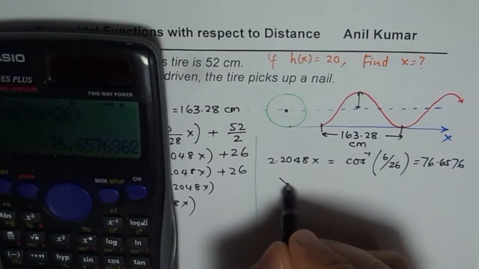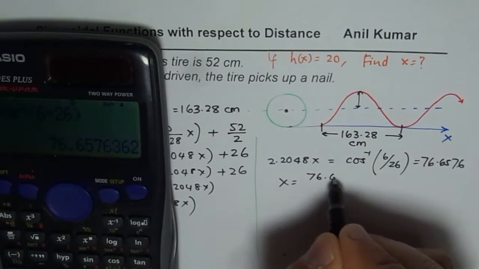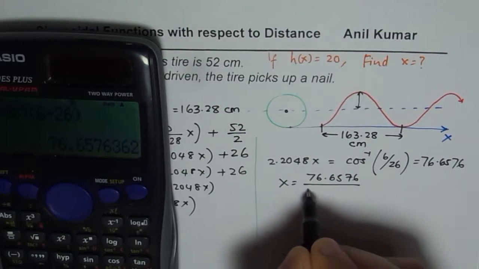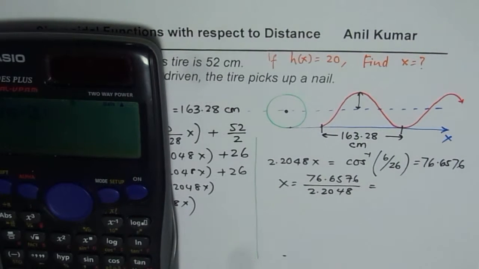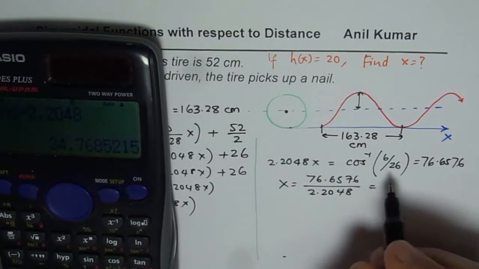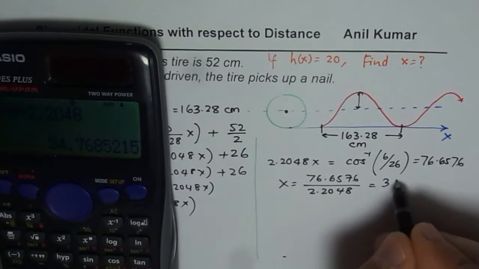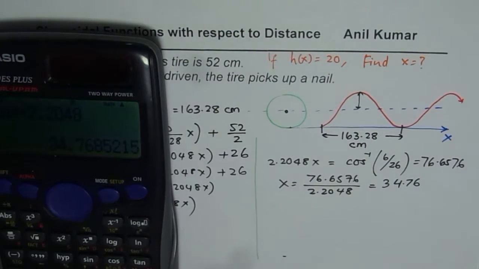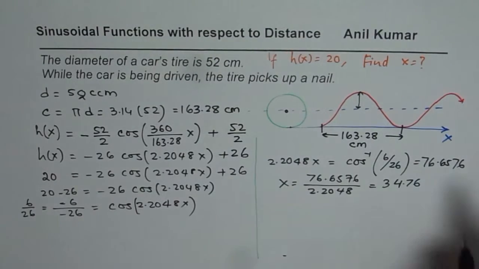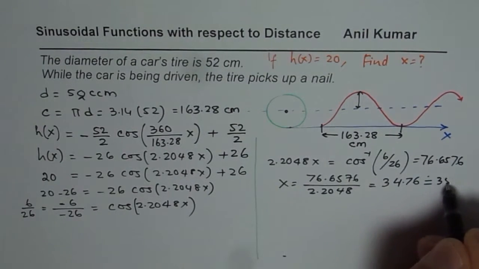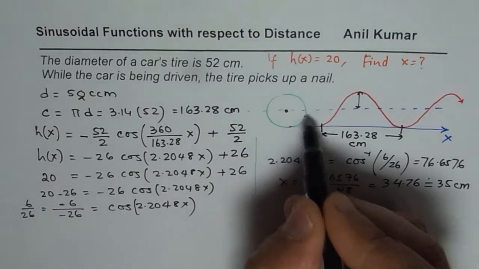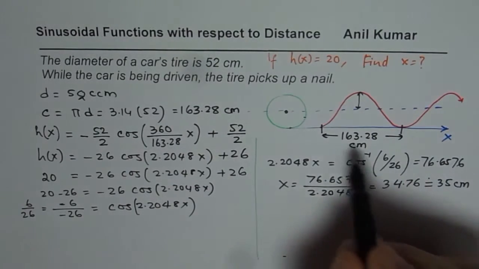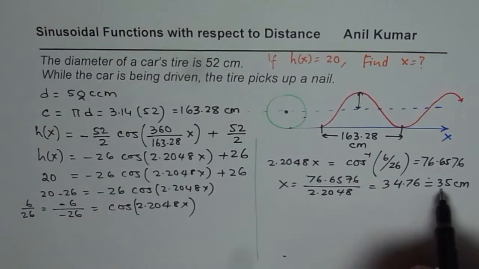76.6576. So x is equal to 76.6576 divided by 2.2048. So let's divide this by 2.2048. We are taking 4 decimal places for accuracy, but later we'll round it to 1 or 2 decimal places. We get 34.76 as the value of x, in centimeters. So let us say approximately 35 centimeters. So when the height of the nail is around 20 centimeters, at that time the distance traveled is 35 centimeters.